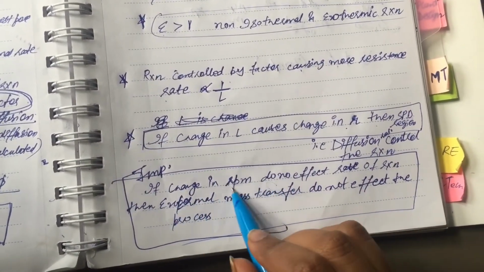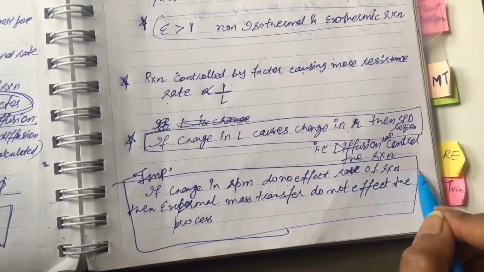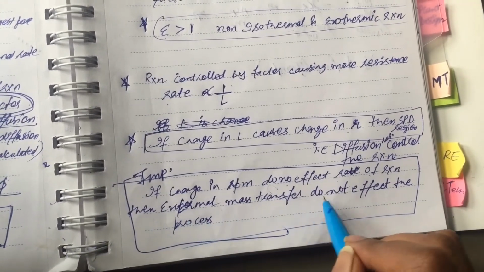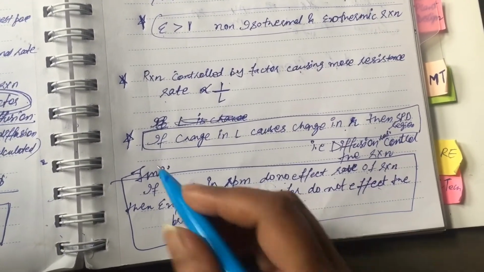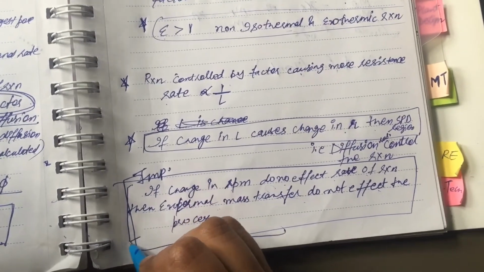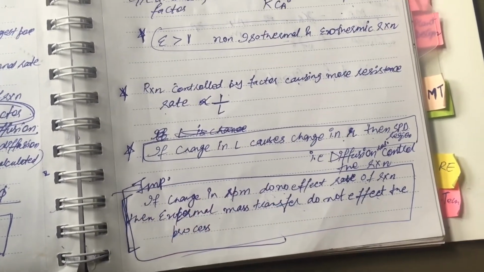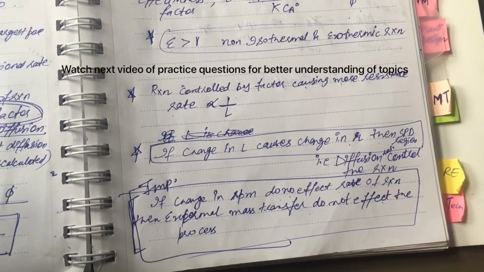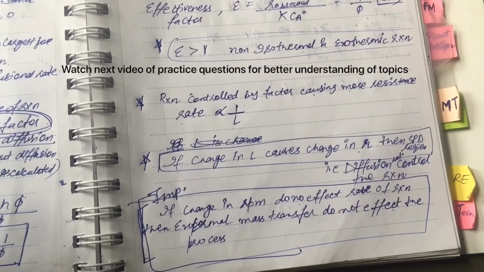One more point to remember, and this is a very important point. If change in RPM does not affect the rate of reaction, then external mass transfer does not affect the process. You have to remember this point. This is a very important point. So with this, we complete our revision notes, and the next video would be on questions.